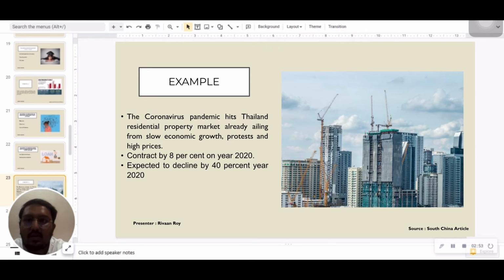For example, the coronavirus pandemic hits Thailand's residential property market, already ailing from slow economic growth, protests, and high prices. Thailand's economy, which was among the slowest in Southeast Asia last year, is expected to contract by 8 percent in 2020. So the sales of residential units are expected to decline by 40% in 2020.